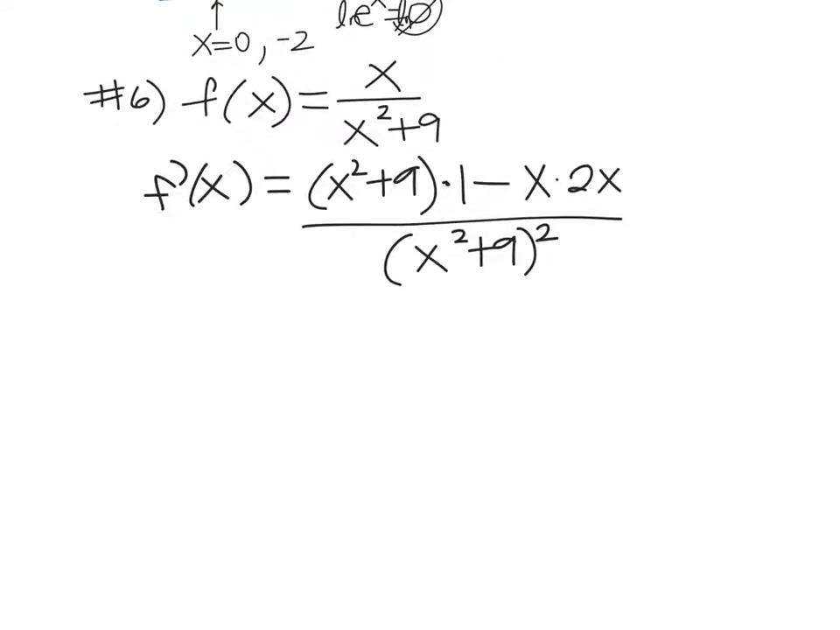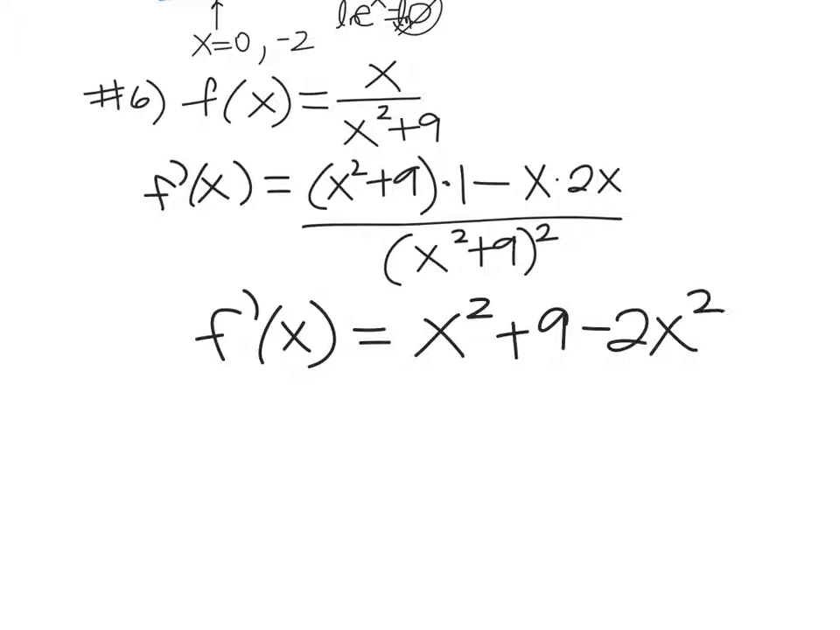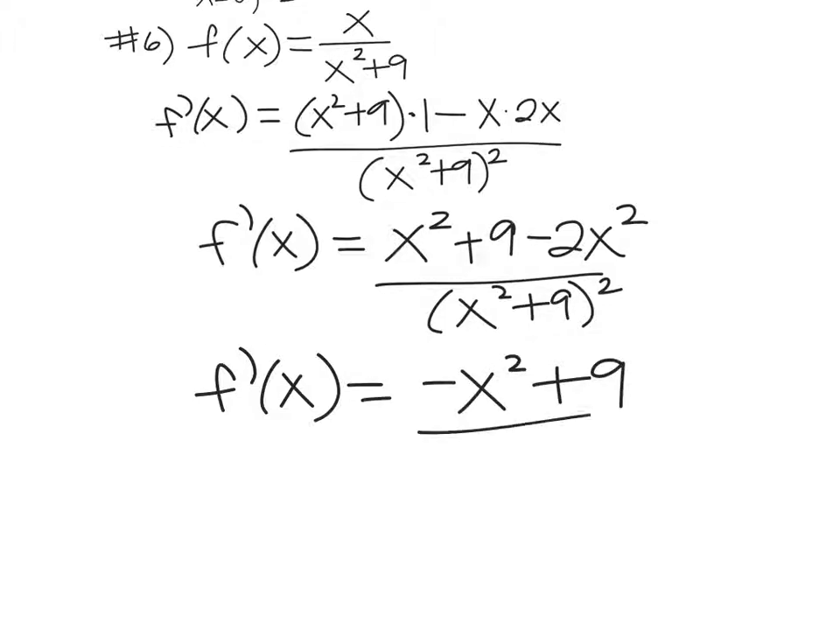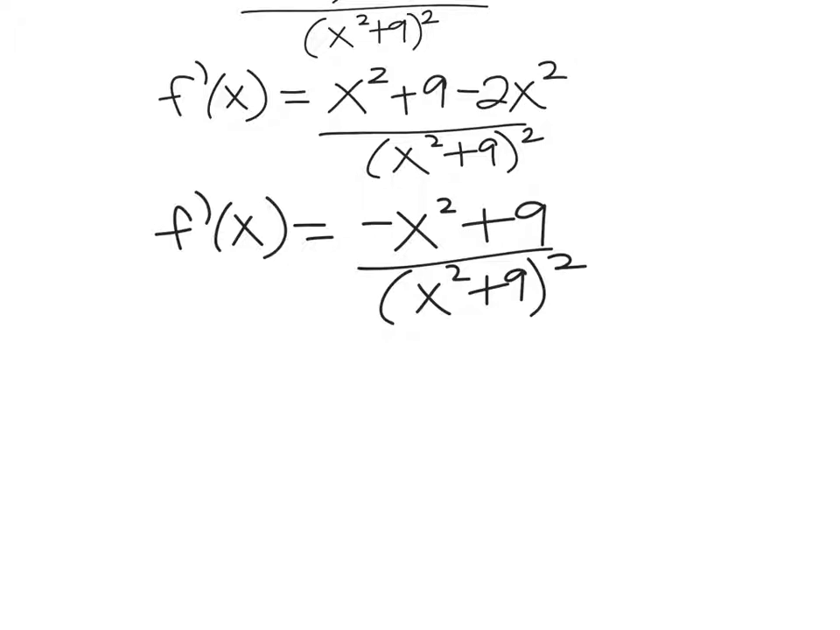All right, now let's fix that up. It's pretty gross, right? f prime of x is equal to, what do we get here? x squared plus 9 minus 2x squared over x squared plus 9 squared. And we'll fix that even. And so we get negative x squared plus 9. Don't start canceling stuff out. Okay? So there it is.